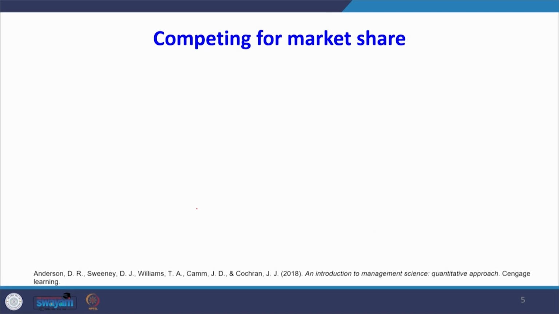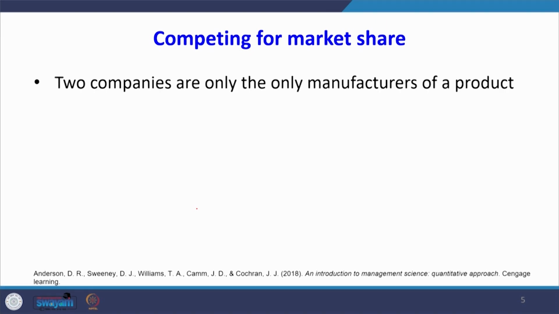I have taken one sample problem. This problem is taken from the book by Anderson et al. There are two companies which are competing for market share. These two companies are the only manufacturers of a product. They have three strategies. One is that they can increase the market share by strategy 1, called increase advertising.